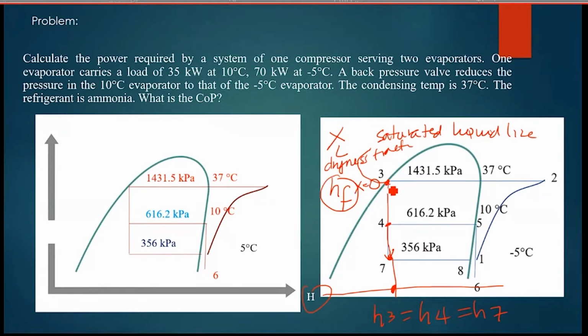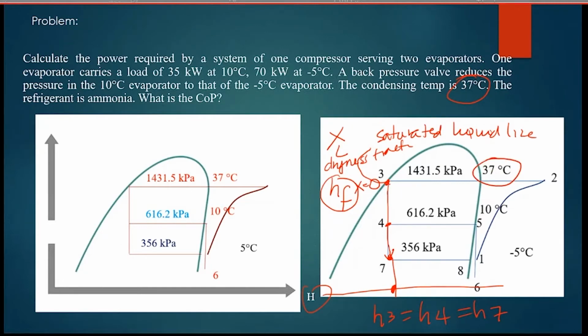And how do you get the enthalpy at 3? You should get the enthalpy by knowing the other parameters. So here, the known parameter is the condensing temperature, like 37, right? At here.